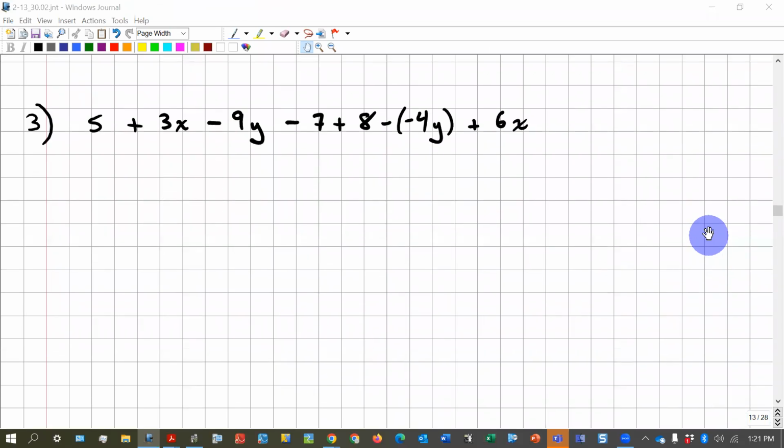Here's another similar but different example. One of the things when you're doing your practice homework each night, you should be comparing one problem to the next problem. How are they the same? How are they different? What makes this one easier and that one harder?